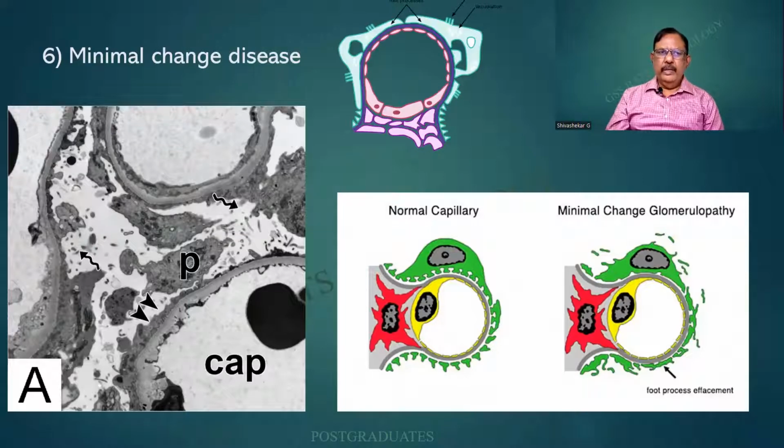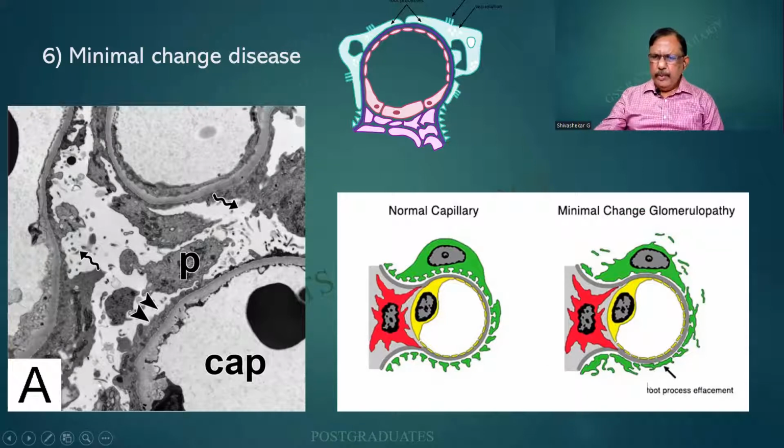Next is our friend, the nephrotic syndrome. Always remember that there can be a primary nephrotic syndrome and a secondary nephrotic syndrome. Primary, usually the age-old diseases that people all know, starting with the minimal change disease.